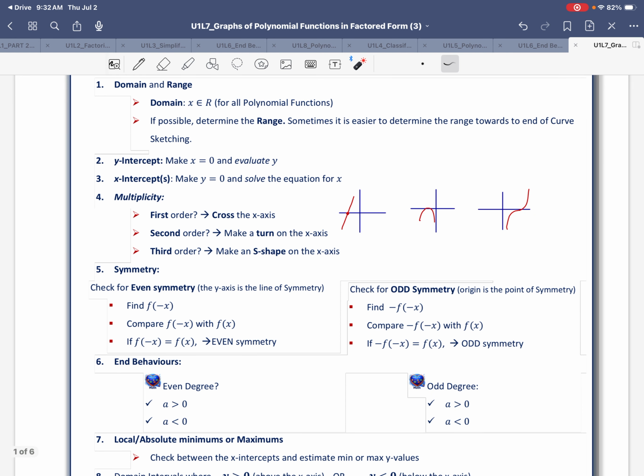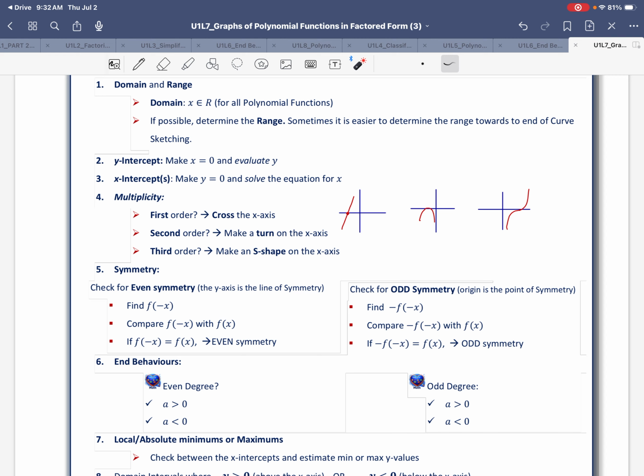Our next step is to check for symmetry. We'll begin by testing even symmetry by finding f of negative x and comparing it with f of x. If they have the same values, then we'll say the function has even symmetry. If not, then we'll check for odd symmetry by simply taking f of negative x and switching the sign of every term in it, or finding the opposite of it. Then we compare negative f of negative x with the given function f of x, and if they're equal, then the graph of the function will show odd symmetry. And if not, then we're going to say that the function has no symmetry at all.